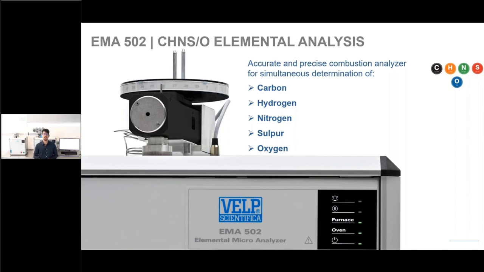So thanks to the high sensitivity, low operating costs, easy design and high sample throughput, today we can cover a large variety of applications. In fact, the EMA 502 can be applied in industrial sectors such as pharmaceutical, chemical, environmental, agricultural, material characterization, and so on. And it lets the operator determine, in accordance with official reference methods, the carbon, hydrogen, nitrogen, sulfur, and oxygen content inside the sample.